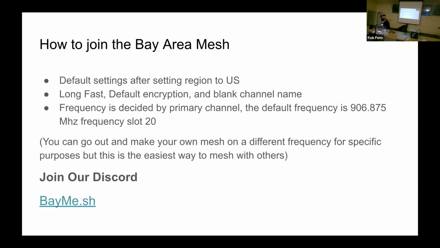And that's actually slot 20 if you're going by the 104 slots. But since this is done automatically with the name, it's setting it to slot 20. But if you want to specifically set it to a proper slot without changing the name, you could go in there and change it to a slot. But by default, it should be slot 20. If you see slot 0, it means it's just going by the name. So if you have a blank name in slot 0, that's fine. You could go out and make your own mesh on a different frequency for specific purposes, but this is the easiest way to play around and mesh with others.